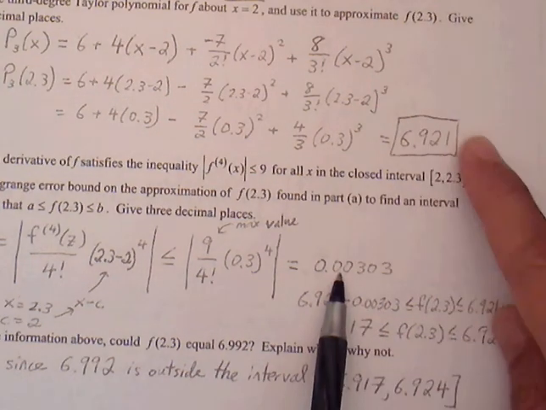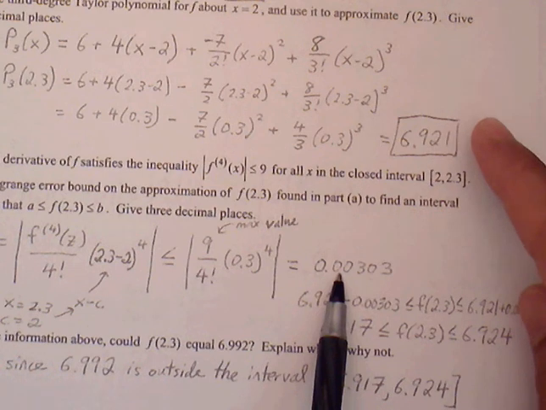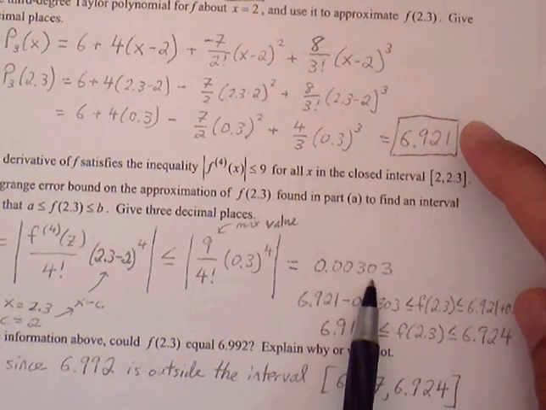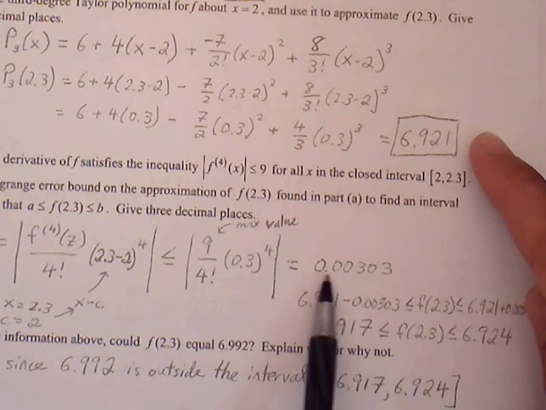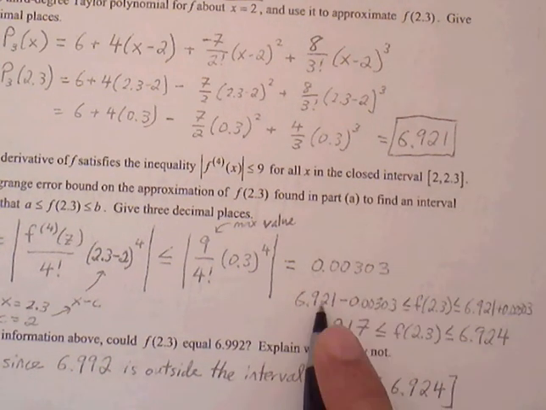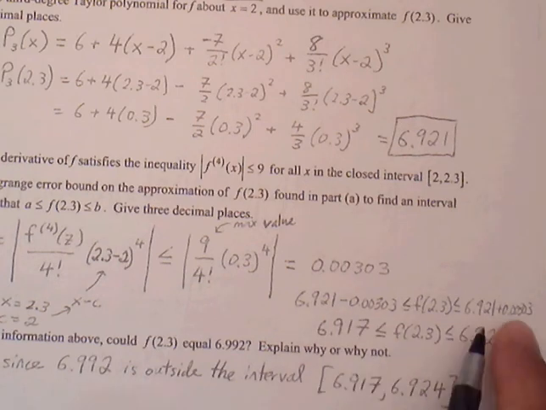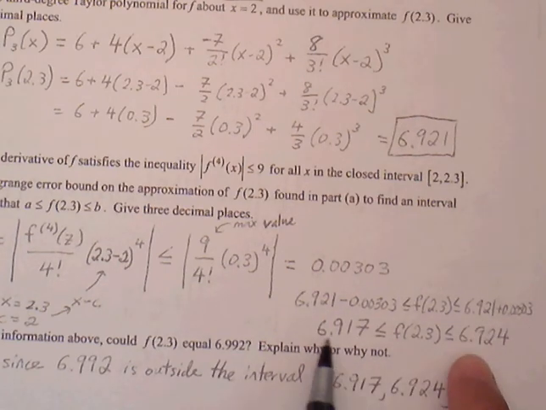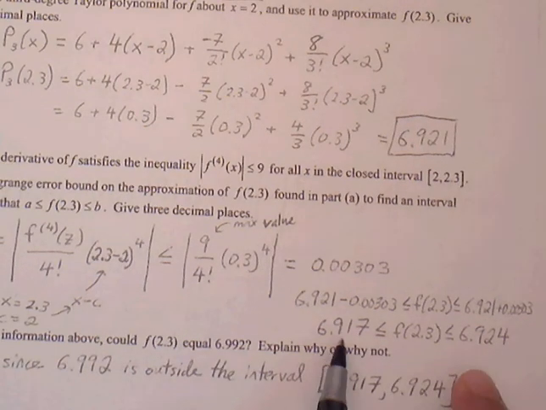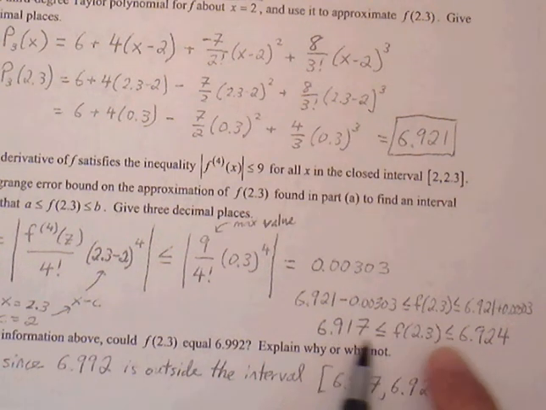So our polynomial approximation is 6.921. We know that our approximation will either be off by 0.00303 to the left, or off by 0.00303 to the right. So we just take the approximation and subtract the error on the left side, and add the error on the right side. And then we can safely say f of 2.3 has to sit somewhere between 6.917 and 6.924, which is going to be a fairly small error.